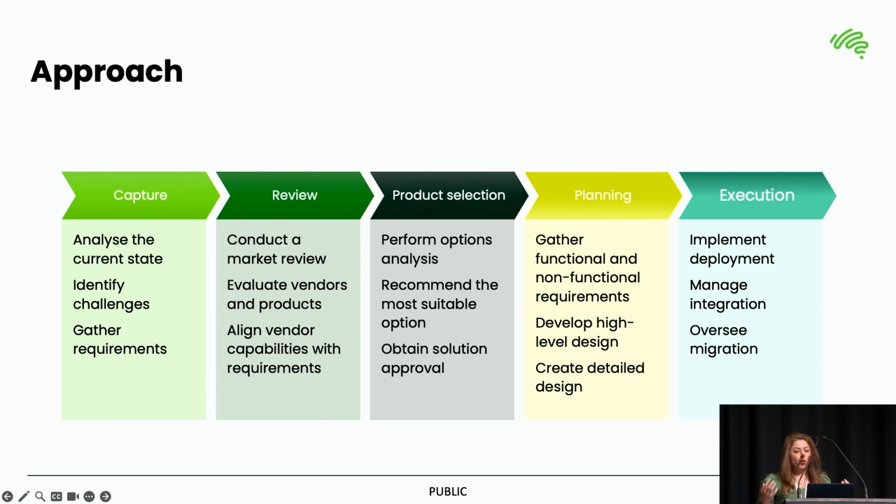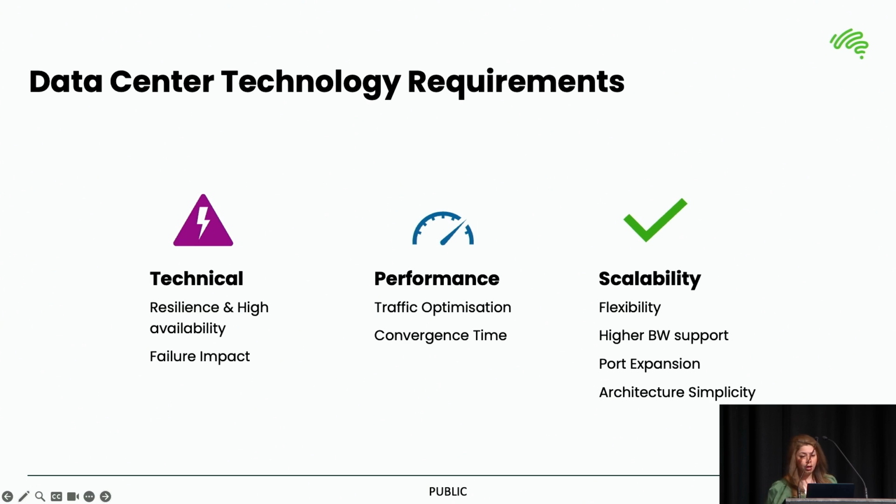Here is the approach we adopted for this project. We assessed our current situation, researched data center solutions, and evaluated vendors' offerings through demos and documentation. We then matched these solutions to our requirements. Next, we moved into detailed planning and design, leading up to execution, where we will see the fruits of our efforts. During review, we agreed on 3 main pillars that the technology of choice must deliver: technical, performance, and scalability.